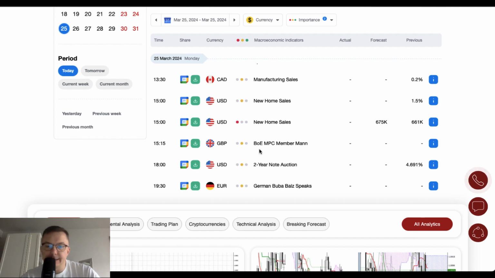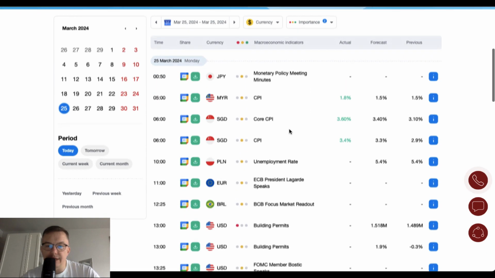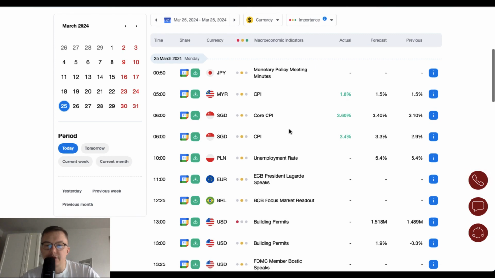Then we got the data from the Bank of England MPC member Mann, who will give a speech. So another interesting thing here at 3:15. A 2-year note auction from the US is scheduled for release at 6 o'clock, and at 7:30 we got German Buba Balz to give some speech. So at the beginning of the new trading week, let's just find out what is going on with the majors.